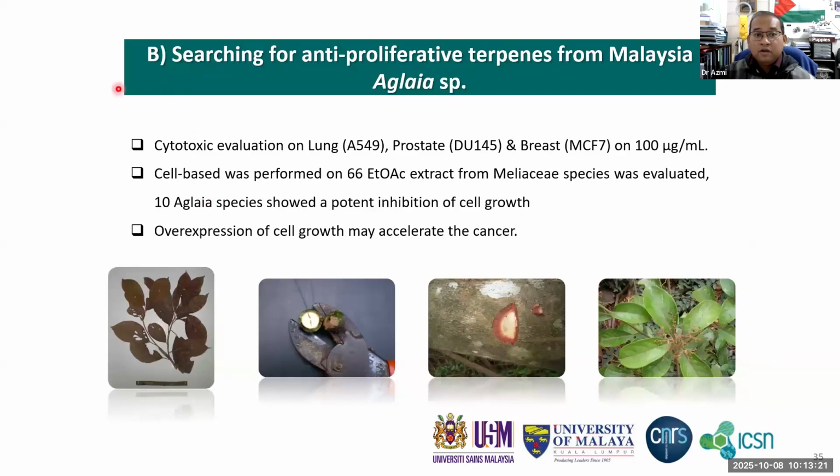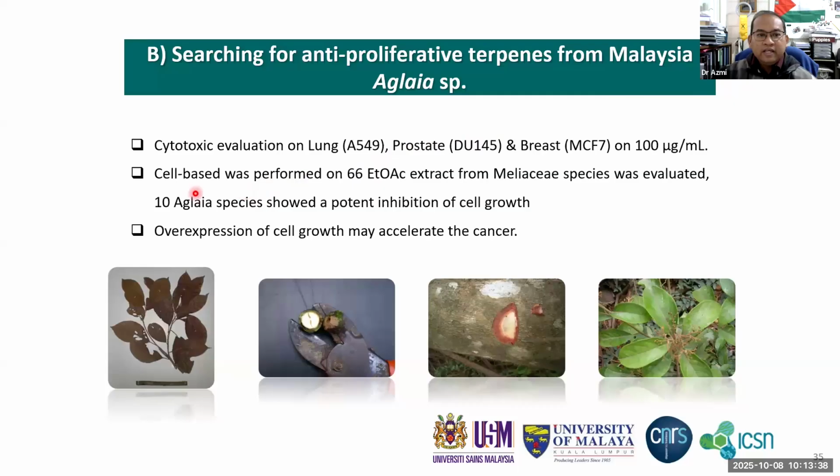During that time, we are focusing on searching for anti-proliferative terpenes from Malaysian Aglaia species. I work very closely with Prof. Unang in Universitas Padjadjaran, because he is an expert in Aglaia species.